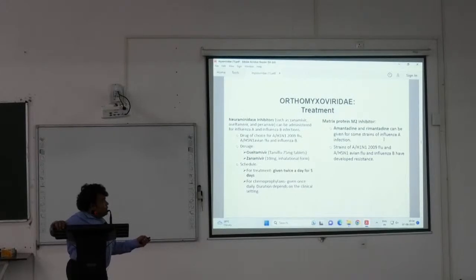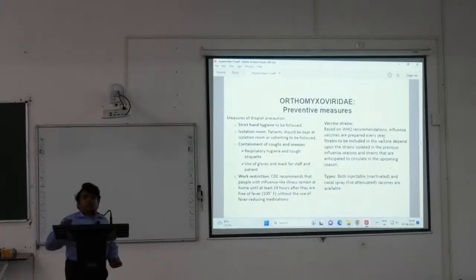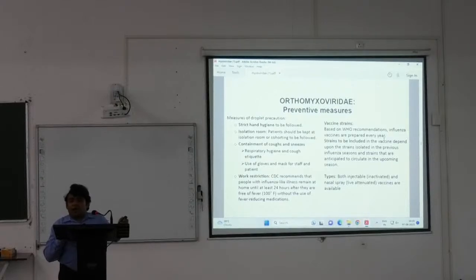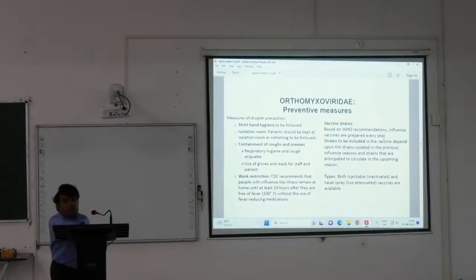Others include the matrix protein M2 inhibitors, amantadine and rimantadine. Please remember they only act on influenza A. They should be given only in patients who are susceptible or have a chronic underlying disease in whom the disease can deteriorate very quickly. And it can also be used as a prophylactic measure when an outbreak or an epidemic is ongoing, especially for healthcare workers.